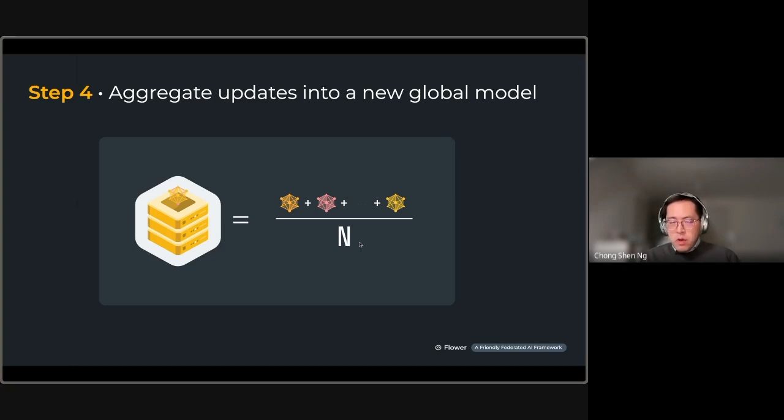For those of you who are somewhat familiar with federated learning, the most classical strategy to aggregate this is the federated averaging approach, right? In any case, there are many ways of aggregating updates into the new global model. So that's the gist of one round of federated learning.